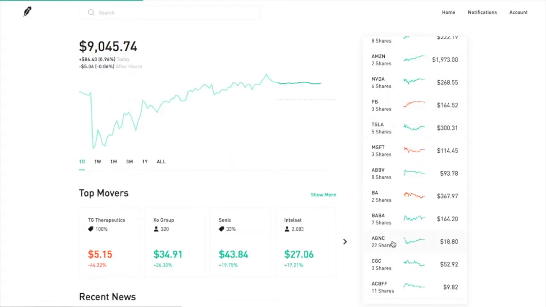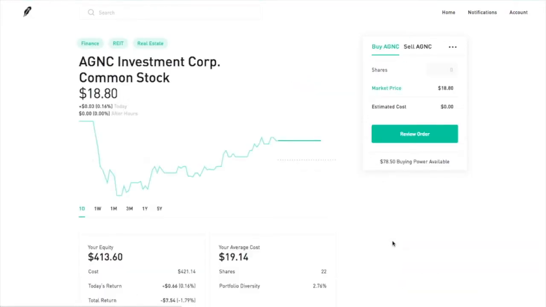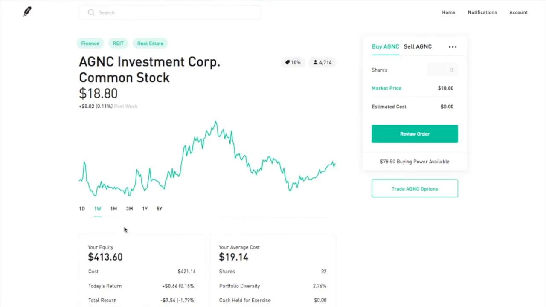And next one we have here is my real estate investment trust, AGNC. Of course, I'm just holding it. This stock really doesn't do much. Yeah, just in the past weeks, up 0.11%. I want to add a lot more to this so I can get that nice monthly income.